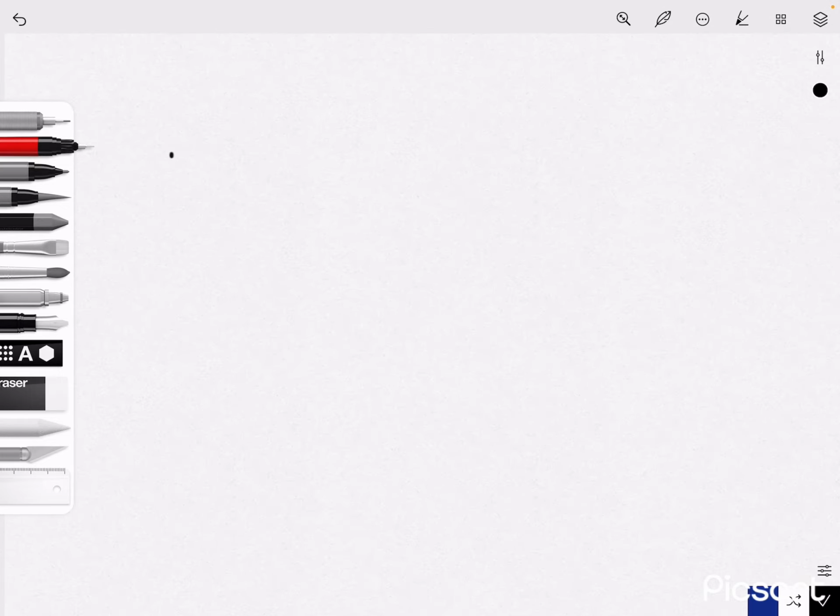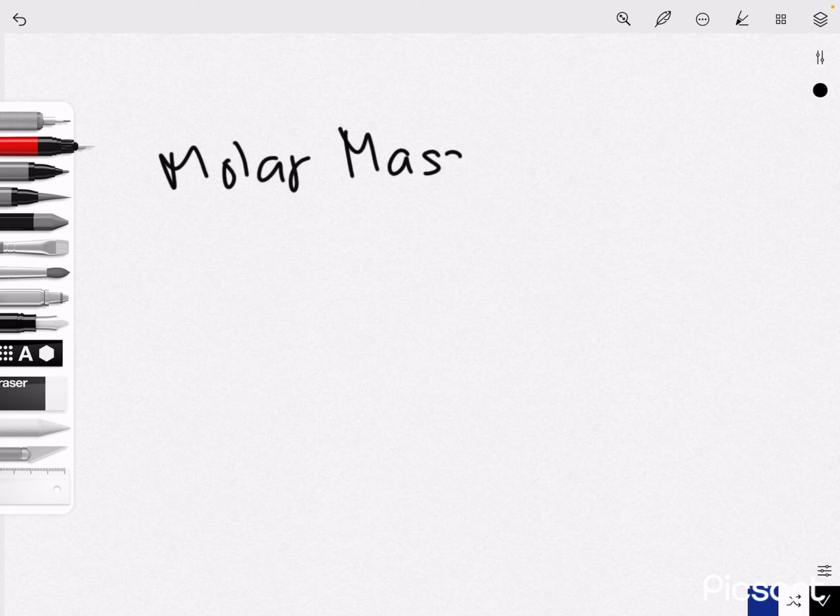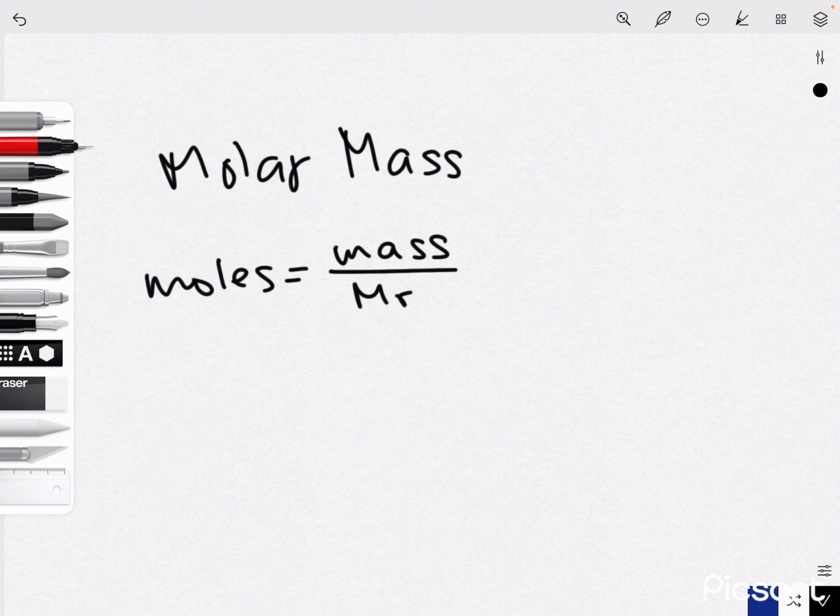For 1.4.3, we have to know how to calculate molar amount, or just moles, from mass and Mr. To calculate this, you will do moles equals mass over Mr.